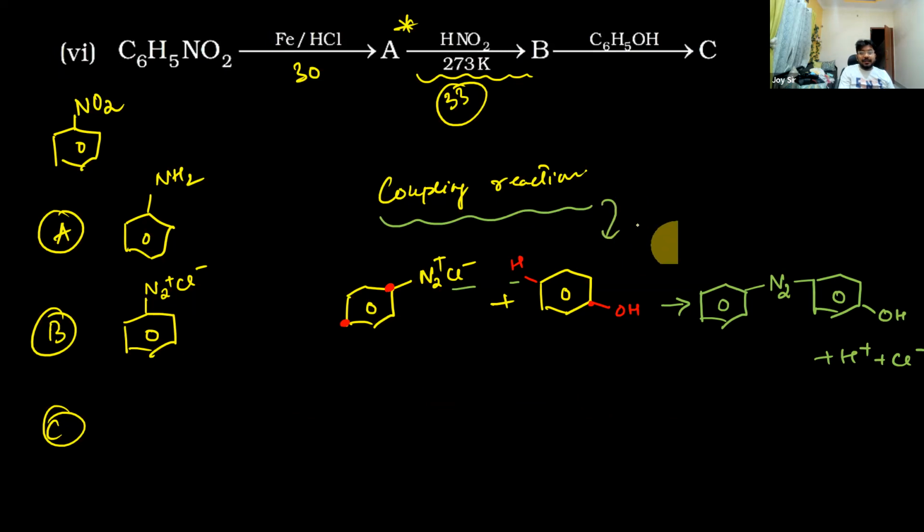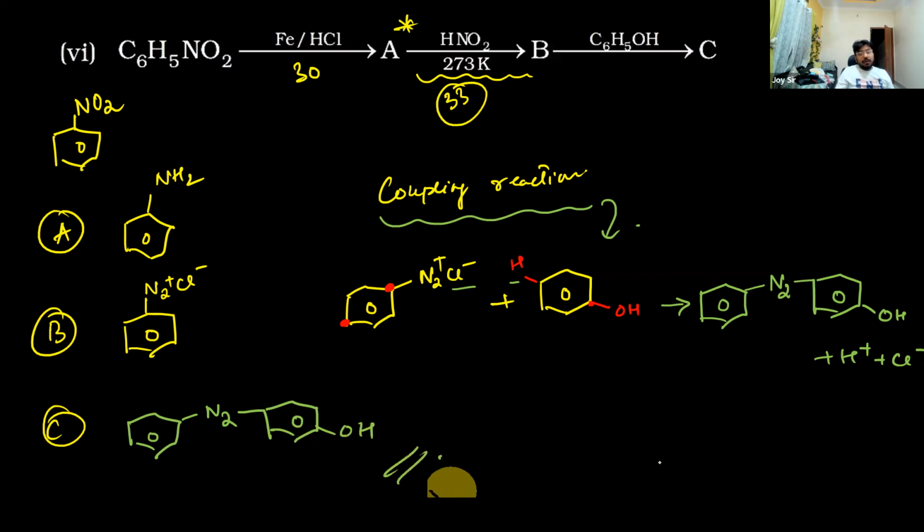It is a coupling reaction. H+ and Cl- go away, and the N2 links with the other benzene, and the OH is exactly opposite, diagonally opposite. Fine. So this is how the reaction is. Our last question will come here. This is one extra reaction because the coupling reaction has not been taken yet. Okay, deleted. Done.